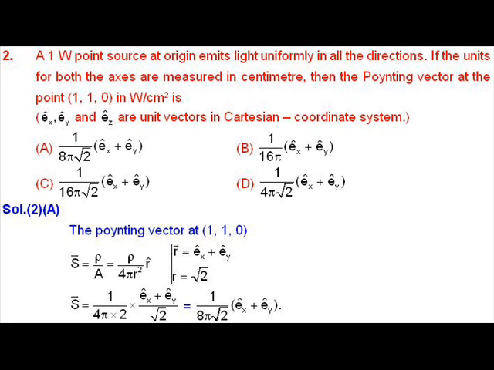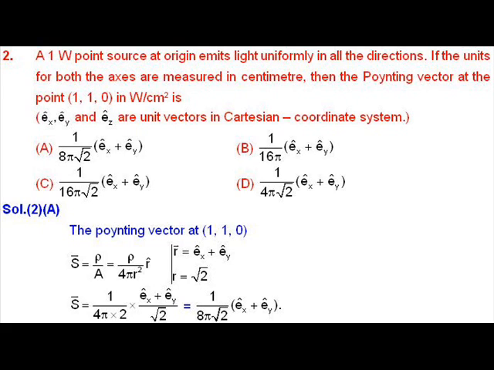Question number 2. A 1 watt point source at the origin emits light uniformly in all the directions. If the units for both the axes are measured in centimeter, then the Poynting vector at the point (1, 1, 0) in watt per centimeter square is. So we know that the Poynting vector is defined as energy per unit time per unit area, or power per unit area. The Poynting vector at point (1, 1, 0), S vector, equals P by A.